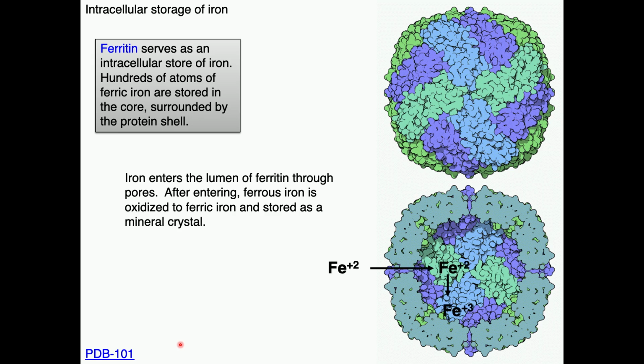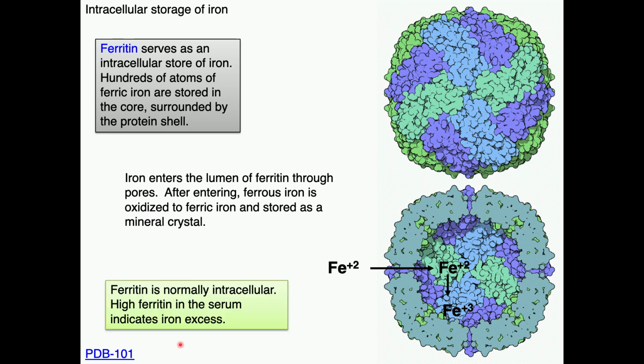Okay, so that's shown here. And yeah, normally ferritin is intracellular, and if you see abundant ferritin or abnormally high ferritin in the blood, then that suggests iron excess. Okay. Are there any questions?